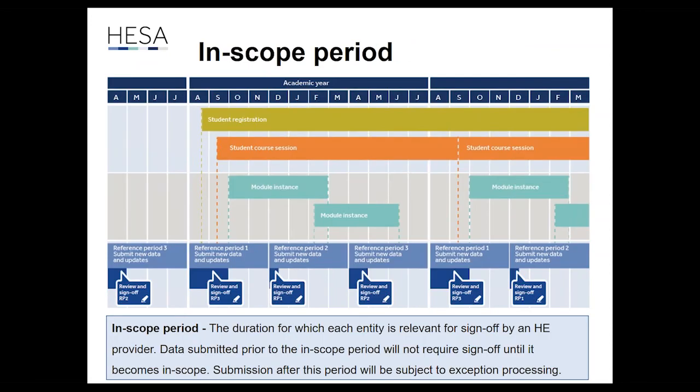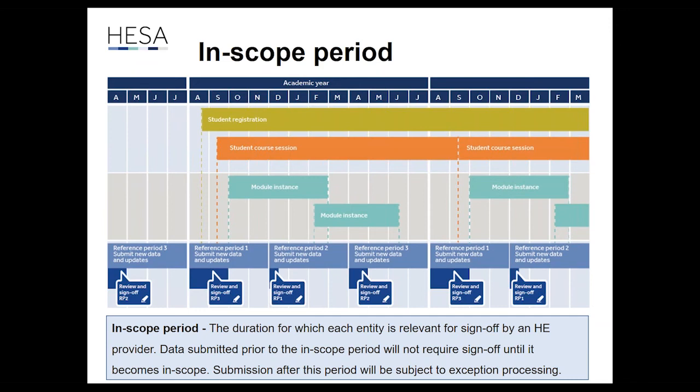So I mentioned earlier in-scope periods, and that is the duration for which each entity is relevant for sign-off by an HE provider. Data submitted prior to the in-scope period will not require sign-off until it becomes in-scope. Submission after this period will be subject to exception processing. So essentially what these do is they define any data you submit to us. The in-scope dates define whether or not that data needs to be signed off in a particular reference period.